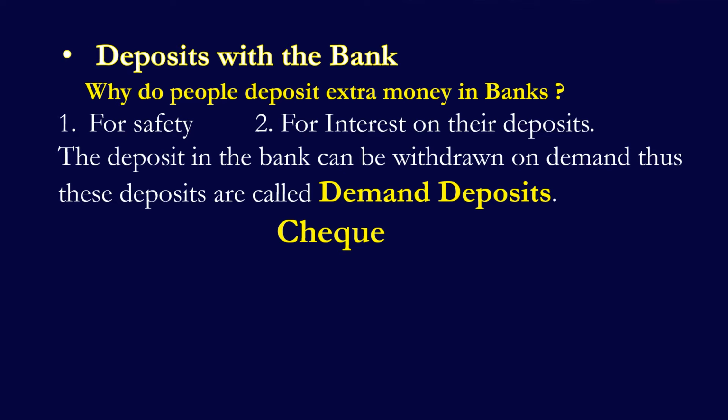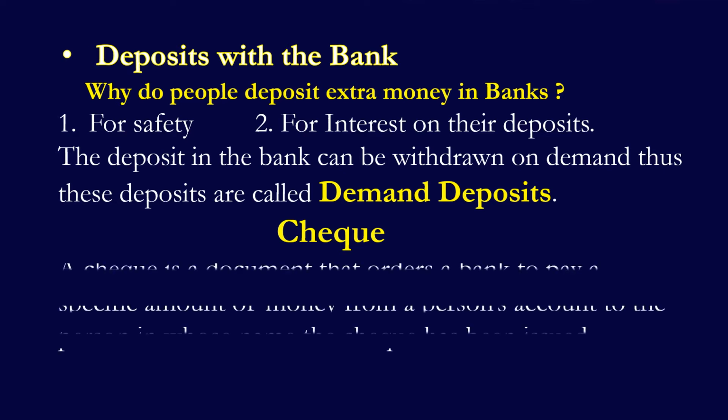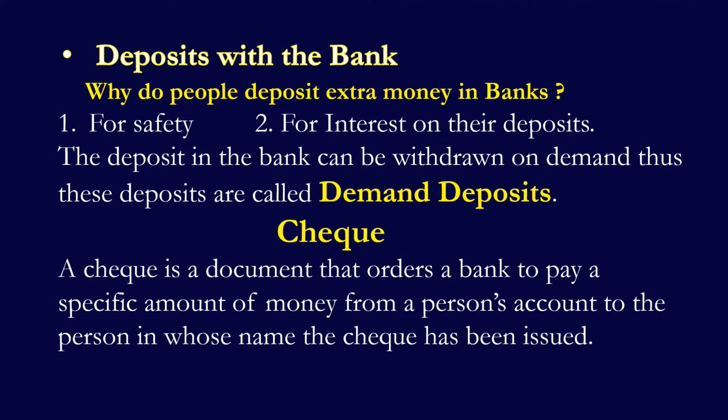That means if they have to pay money to another person, people can make a payment through check instead of cash. What is a check? A check is a document that orders a bank to pay a specific amount of money from a person's account to the person in whose name the check has been issued. Means if you have to pay somebody and you do not have cash but you have deposited in the bank, through the check you can make a payment without using cash.